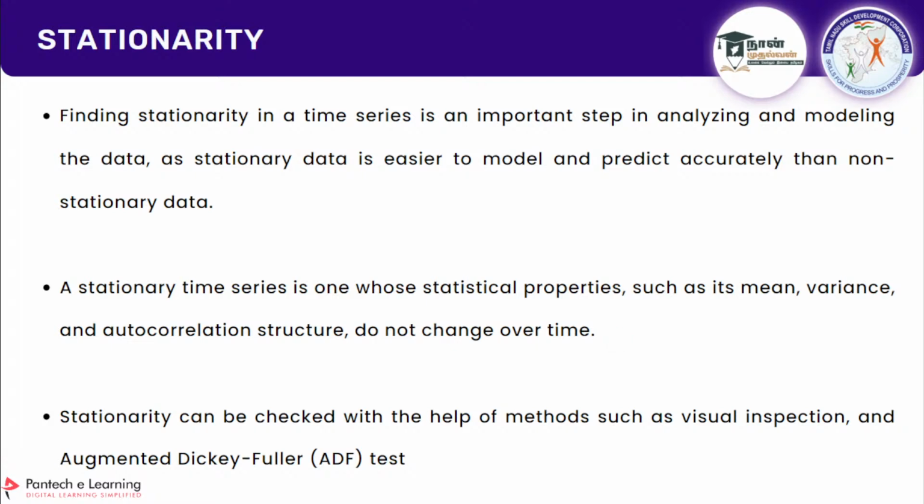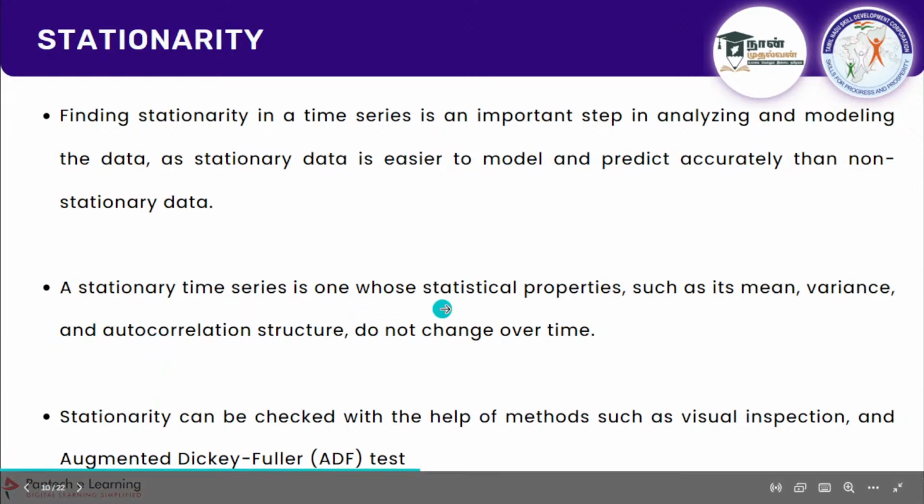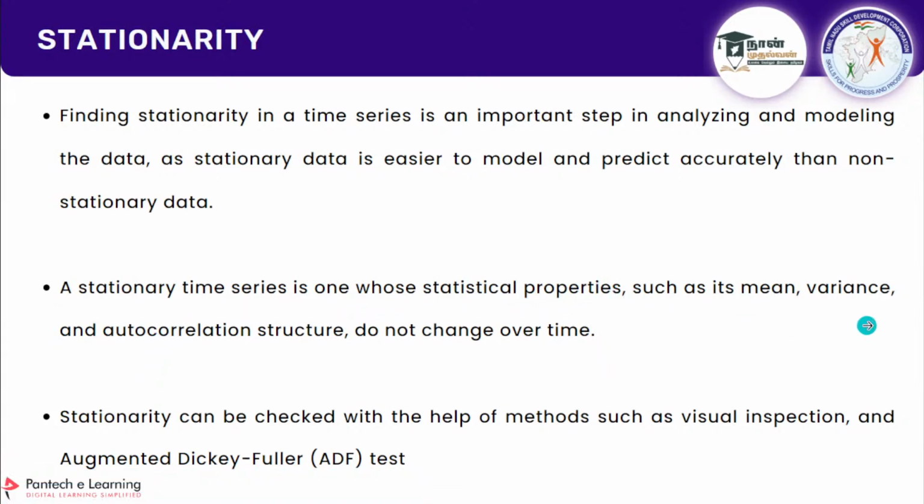Okay, so next, going into some deeper detail about stationarity. Finding stationarity in a time series is an important step in analyzing and modeling the data, as it makes the model easier to predict accurately. It is important to do it, otherwise your result won't be that good. A stationary time series is one whose statistical properties such as mean, variance and autocorrelation structure do not change over time. So they will be constant.